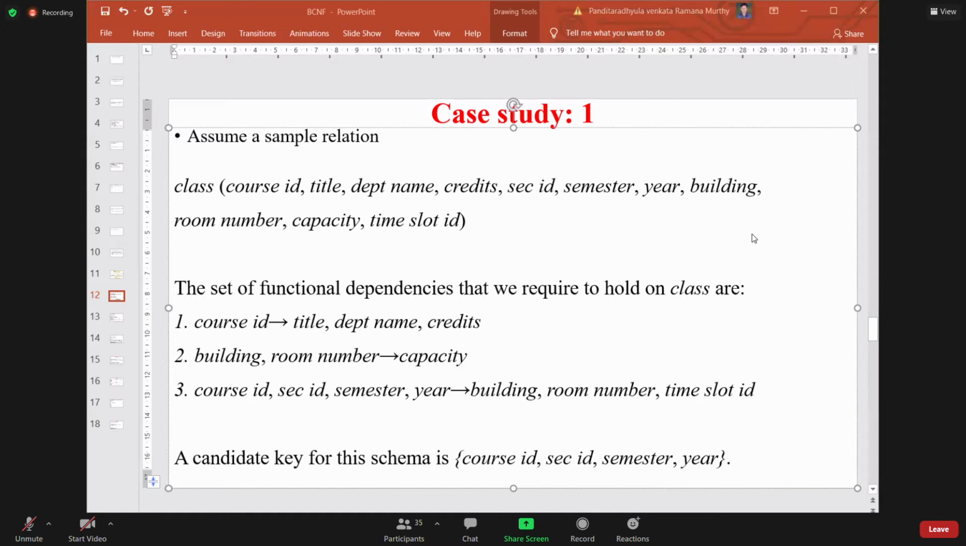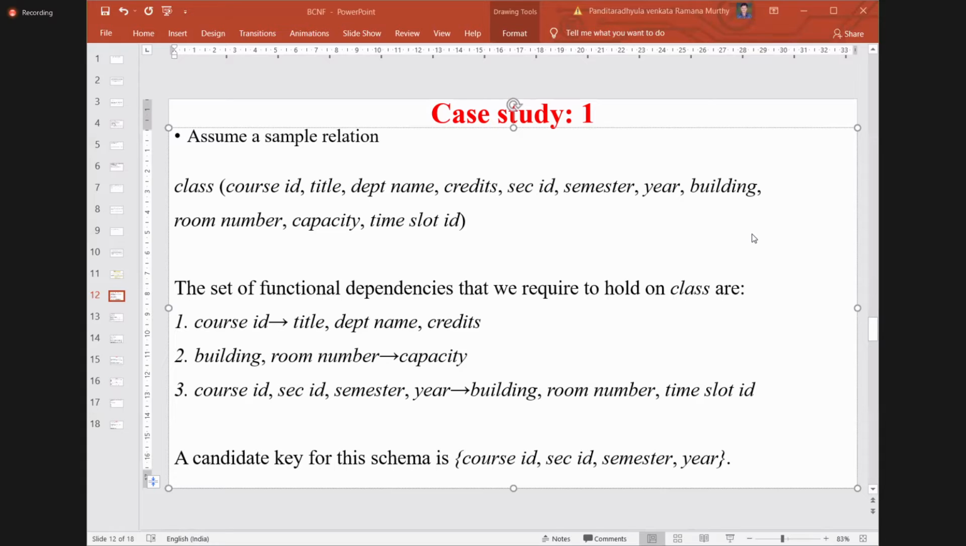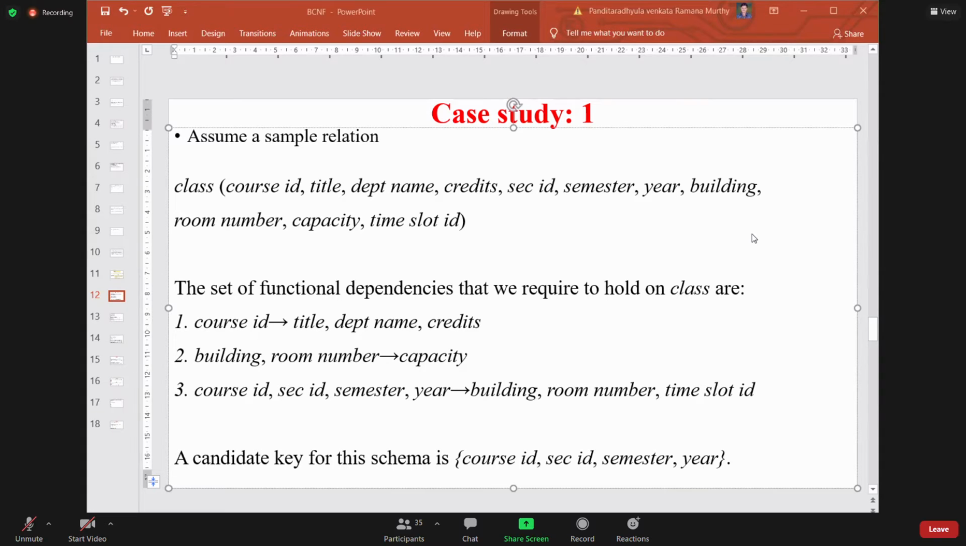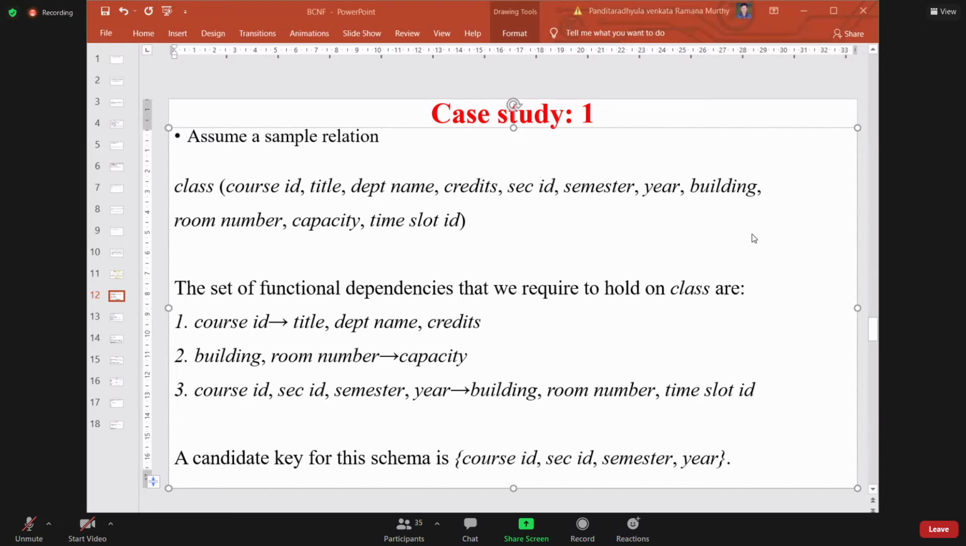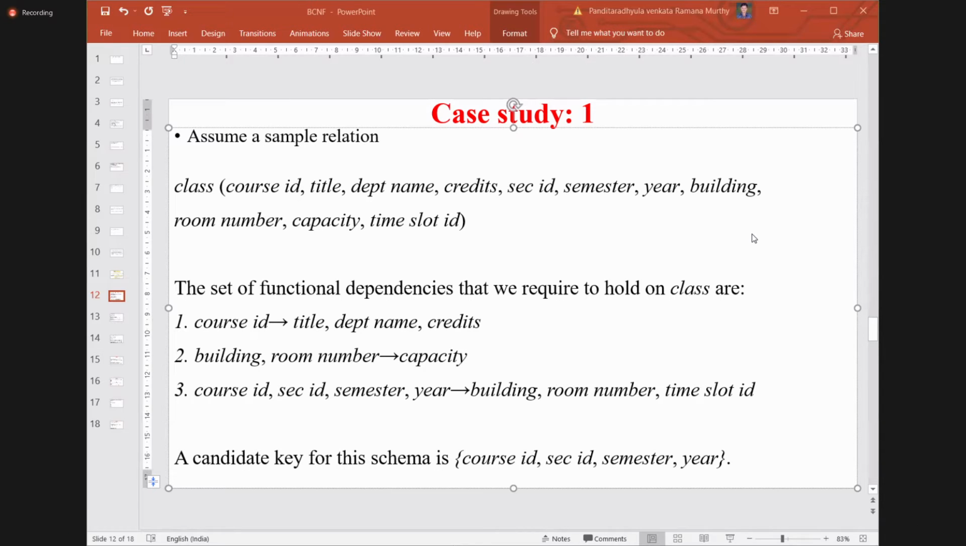We can even say our class itself. What are the columns we can identify in this particular class? The class may be represented with course ID. What is the course ID of our class? Say 05. Then title. Our course title is Computer Science and Engineering.